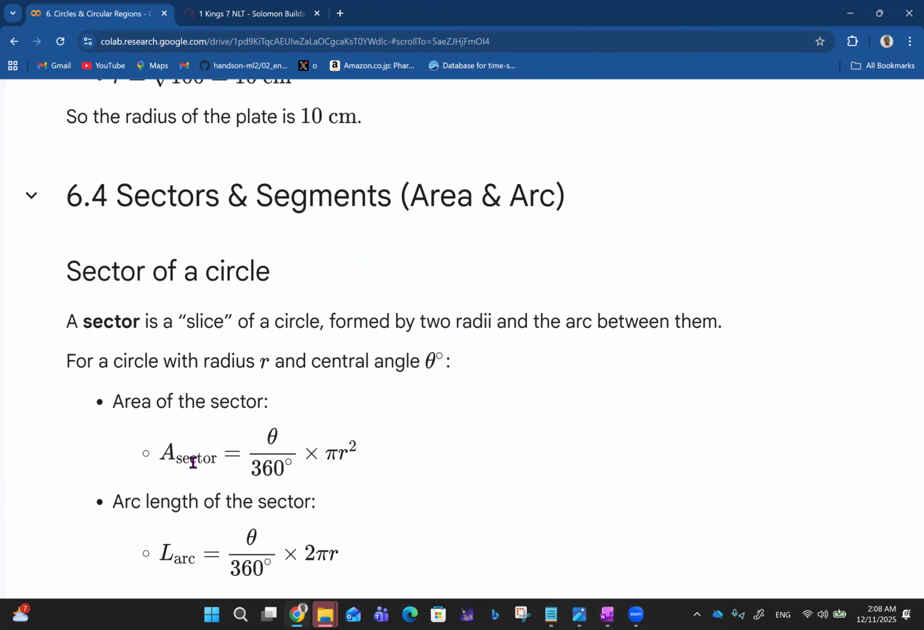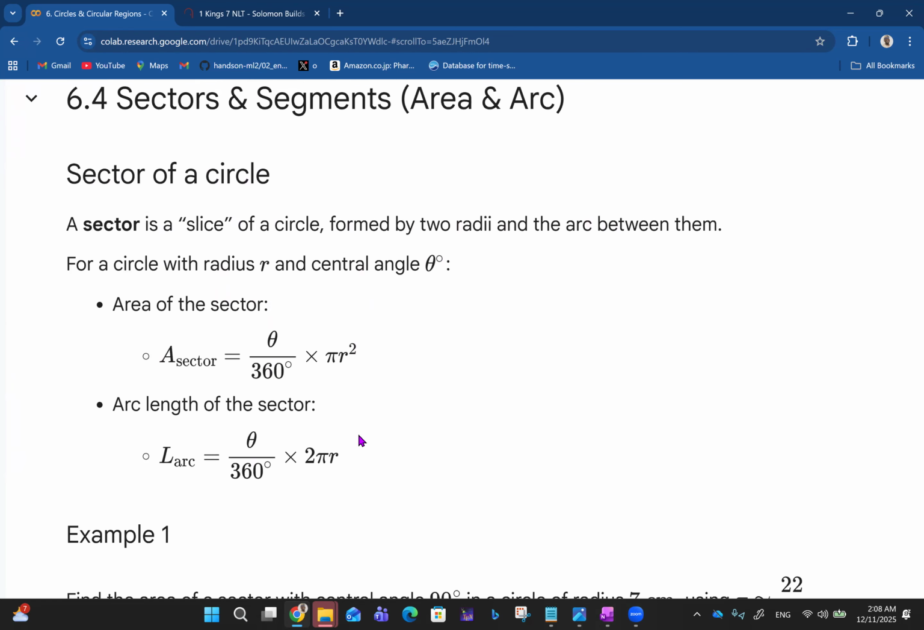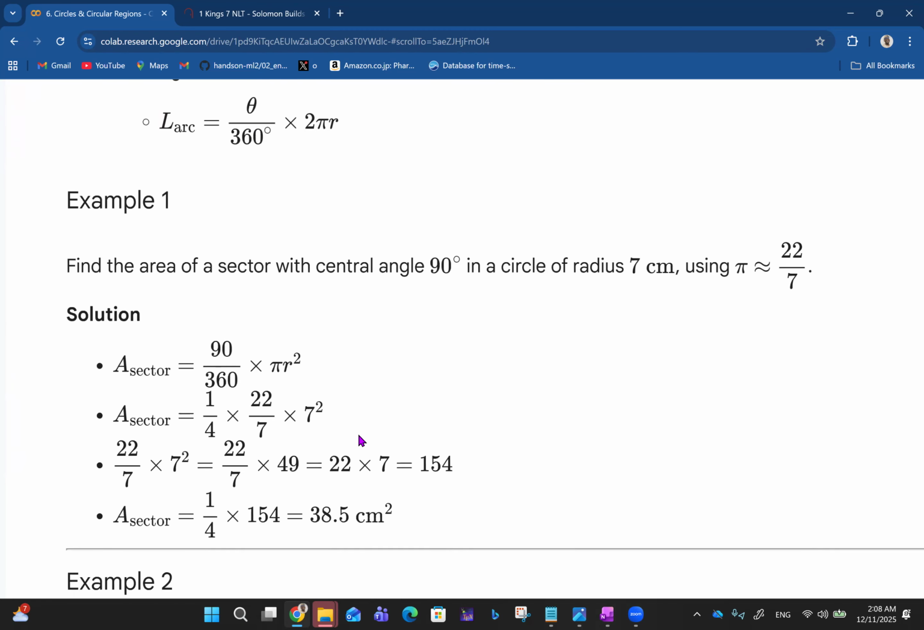So the area of the sector will just be theta over 360 degrees times pi r squared. Then the arc length of the sector, we did arc length before, that's theta over 360 times 2 pi r. So we have that before. So if you're looking for the area of a sector, that's it right there. So imagine example 1 now.